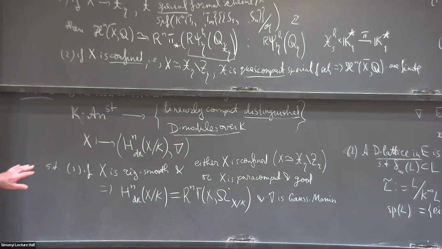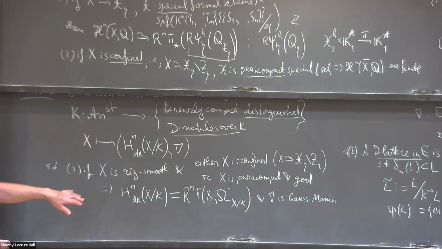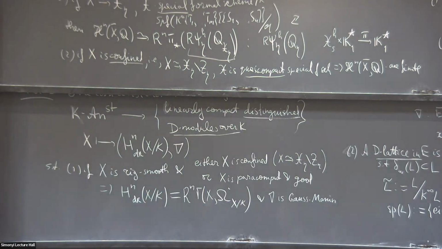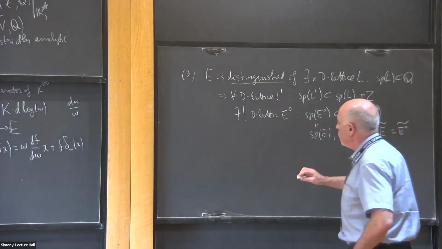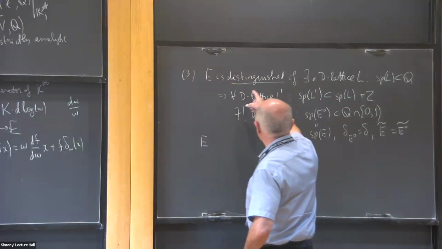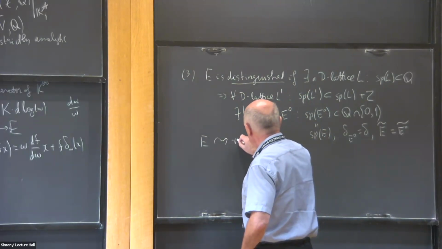Okay, and so now to continue, I want to formulate the de Rham isomorphism theorem in this non-Archimedean setting. Let me come back to this. And so I want to associate with E, a distinguished module, a vector bundle with connection.